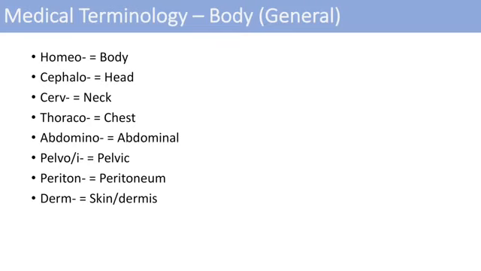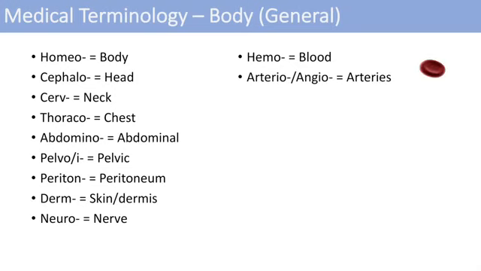Derm, which means skin, or more specifically dermis. And neuro for nerve. And hemo for blood. Arterio or angio for arteries. So for arterio and angio, you might have heard of angioplasty or angiograms. They all have to do with arteries. The next one is veno or vena, which is just the venous system or veins. You may have heard of the inferior or superior vena cava. So that's a way to remember that.